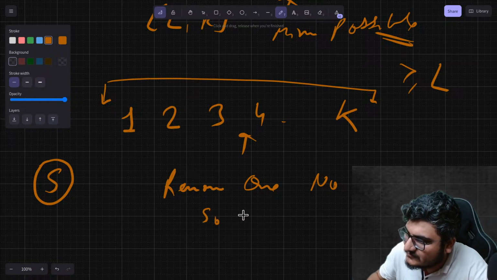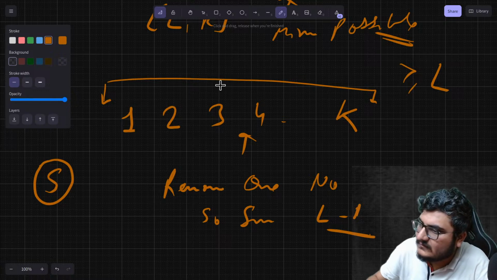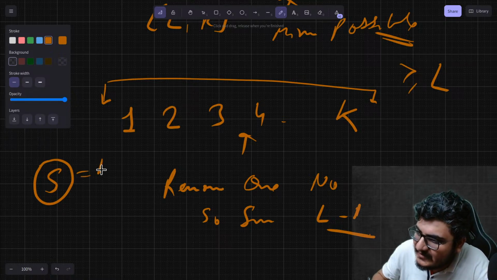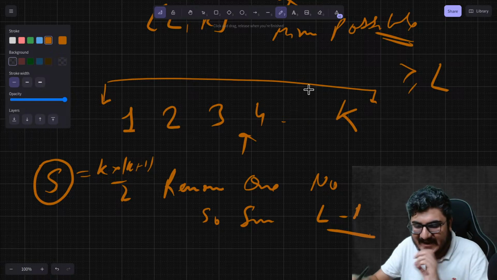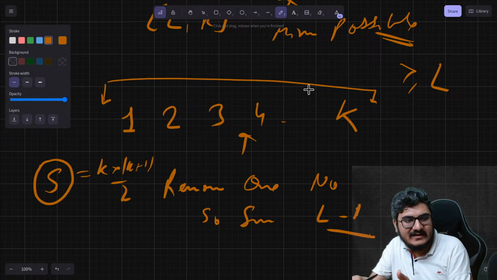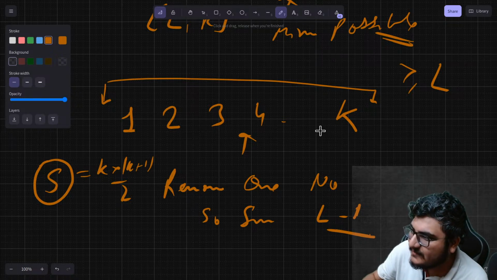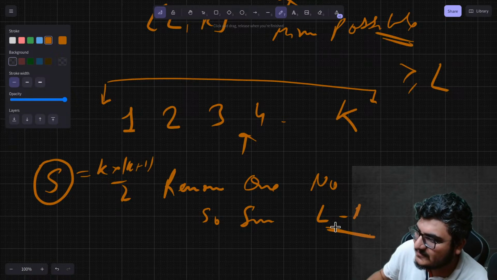So that sum becomes L minus 1. Like sum of the first k numbers would be k into k plus 1 by 2. Like I am adding numbers from the smallest, as long as the sum is less than L. And once my sum becomes greater than or equal to L, I remove one of the numbers from here such that the sum becomes L minus 1.